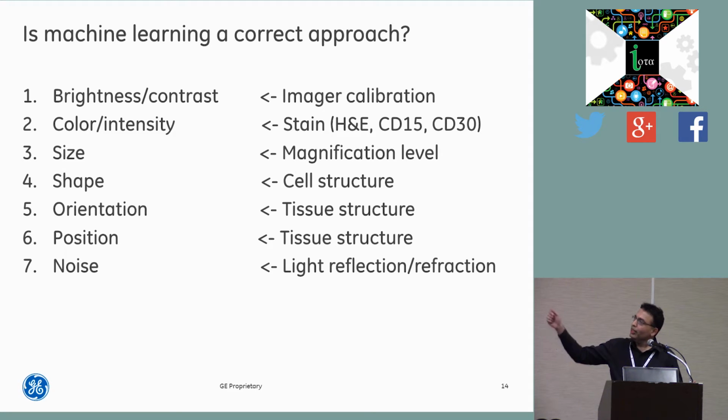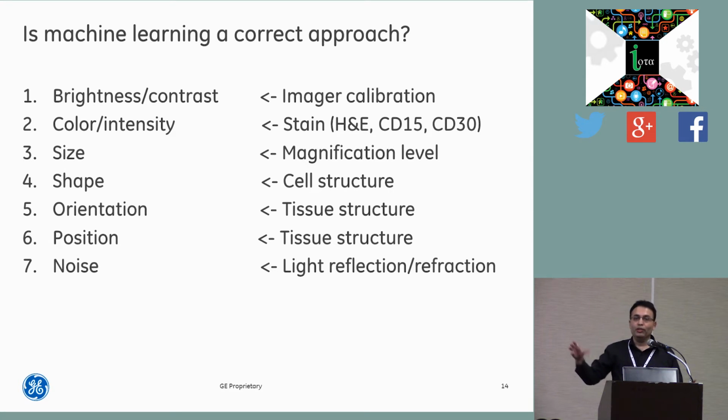The next three, like size, shape, location, these are easy to get the intuition about. It just depends upon the cell structure or the tissue structure as to where in the image you'll find those cancerous cells, how they would be oriented, like straight up, turned to the right, turned to the left, or even the position.